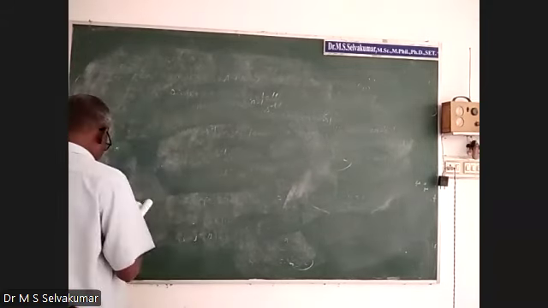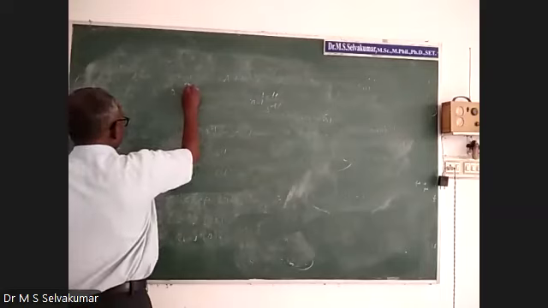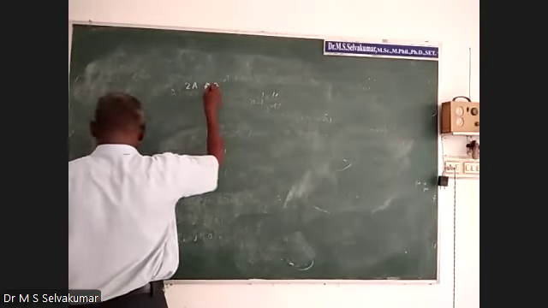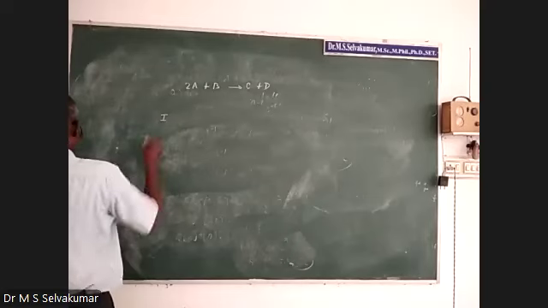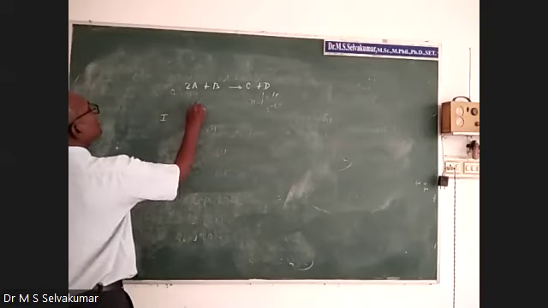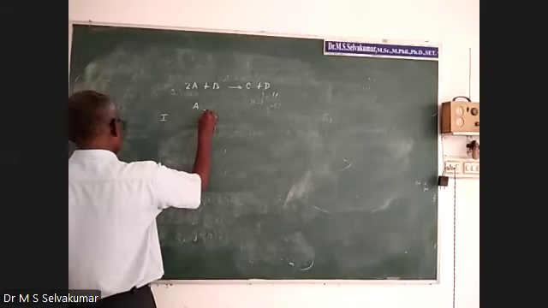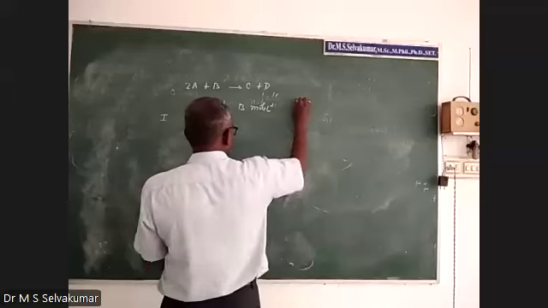See the kinetic study: 2A plus B giving C plus D. In the first run, this is A concentration expressed in mole per liter, B concentration expressed in mole per liter, and this is the rate of formation of D.